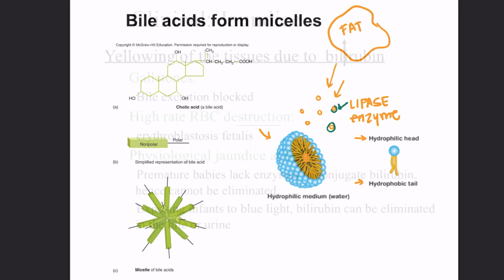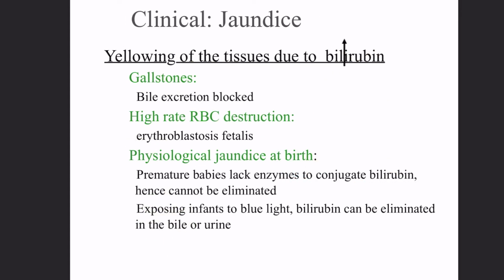So a clinical example here is jaundice. Jaundice is caused by the yellowing of tissues due to increased bilirubin. And again, remember we said that bilirubin is a pigment. It's the pigment of our red blood cells, which is also what allows for this yellowing of the tissue. And this can be caused by a few things.